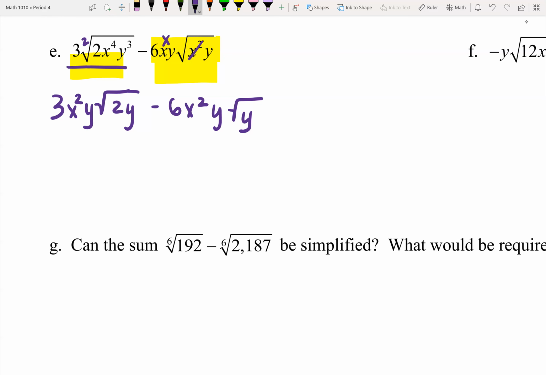Everybody right now, 15 seconds is all I'm giving you. Talk to your partner quietly because you don't want the other people to hear. Can I add those 2 things together? Talk about it. And you can't just say yes or no. You have to say why. Why yes, why no.